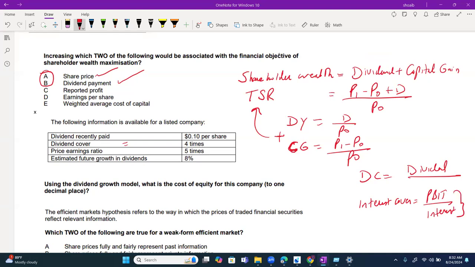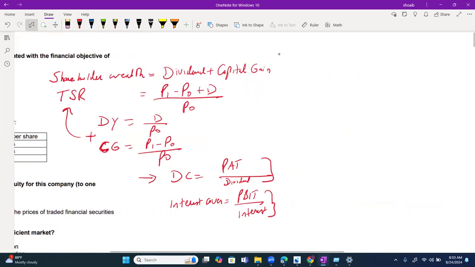Similarly, dividend will be available from the final profit, profit after tax, divided by the dividend. How much we have the final profit, how many times the final profit is available to cover the dividend. So these ratios are very famous for coverage ratio. Dividend cover, profit after tax divided by dividend. Interest cover, PBIT over interest. Yes, if there is any preference dividend, you will deduct the preference dividend first of all, then this formula will be applicable.